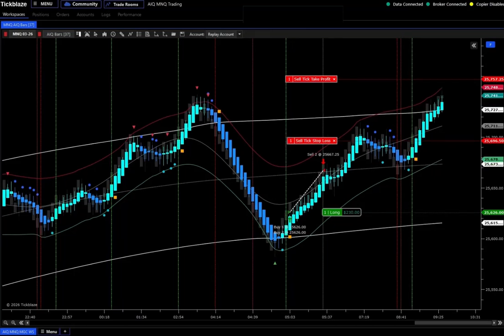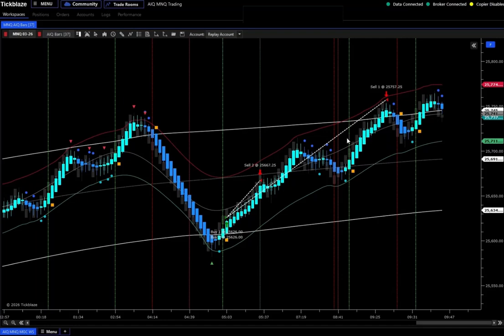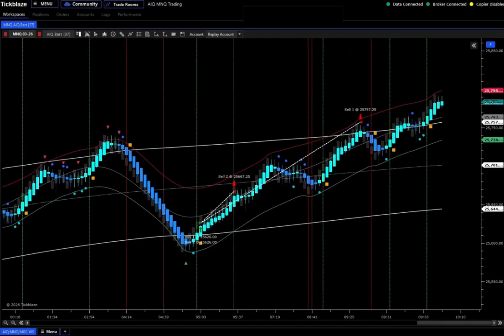We're getting ready to hit the market open, and boom, market opens. We're out. Huge trade. And as I said, we got in at 25,626 and out at 25,757. Over 500 ticks for another great Algo IQ trade.